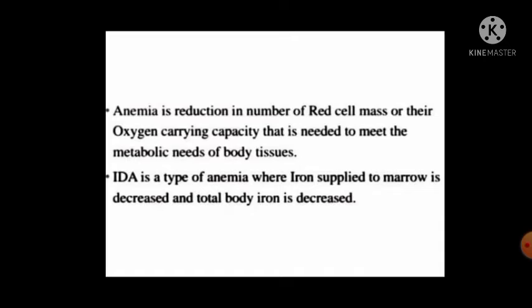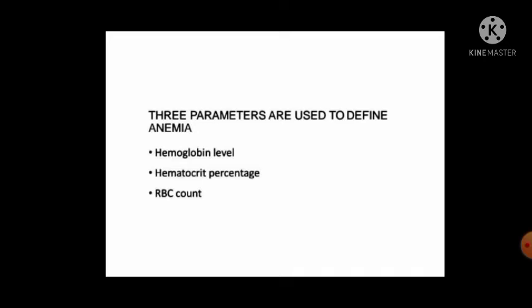Iron deficiency anemia is a type of anemia where the iron supply to the marrow is decreased. Marrow means red bone marrow, where the RBCs are formed in the body. It is present in the bones, the long bones in our body. When the iron supply to the marrow decreases, that leads to iron deficiency anemia, or decreased production of RBCs. Total body iron is decreased.